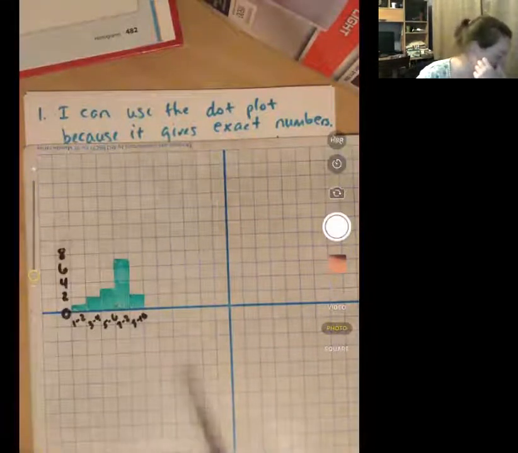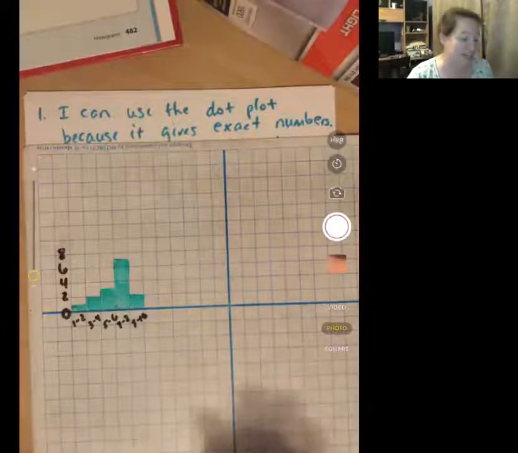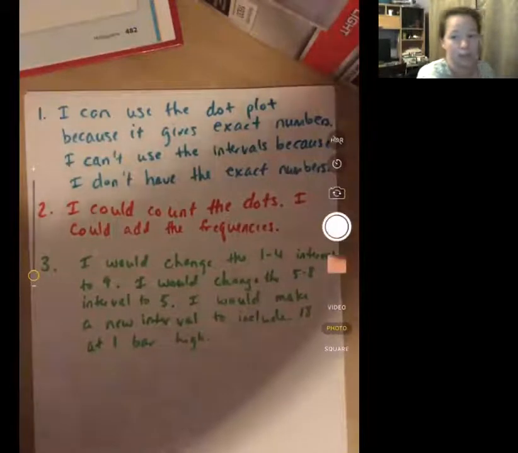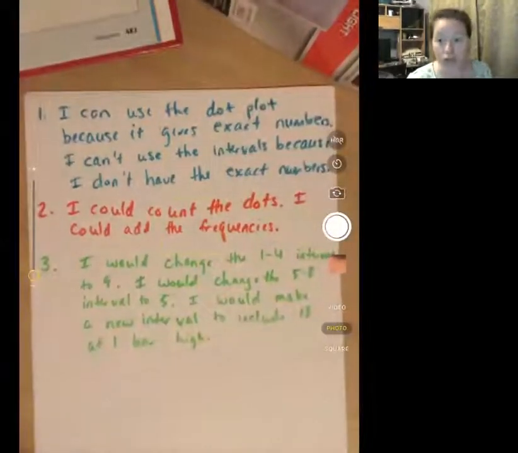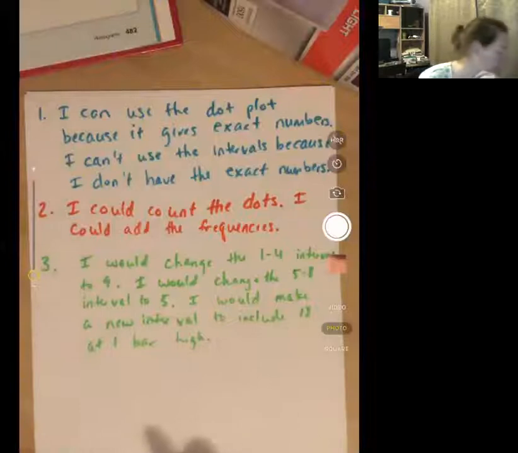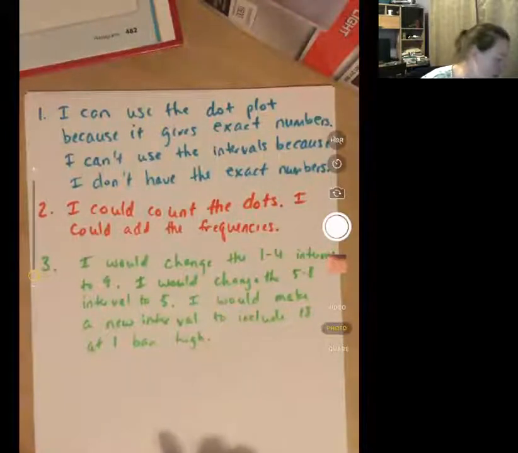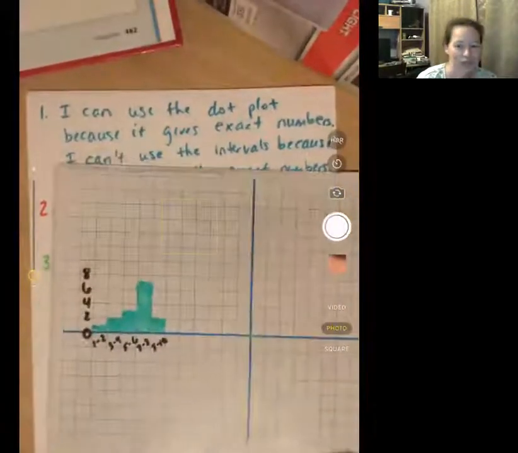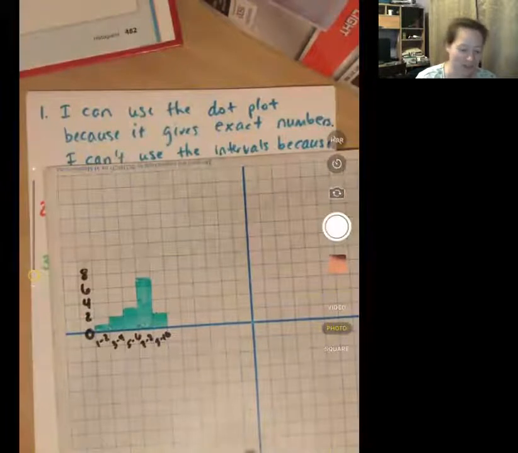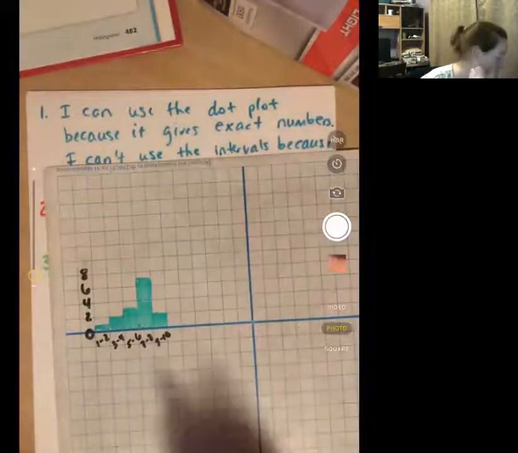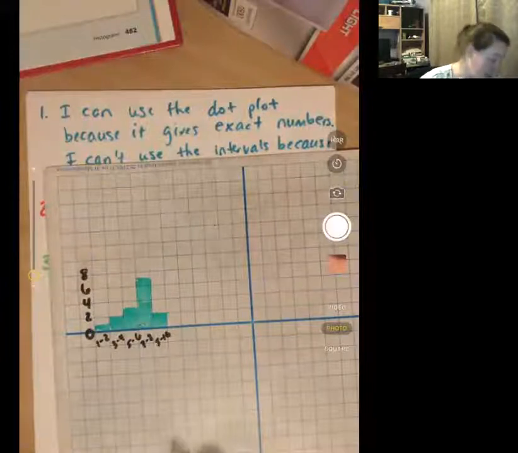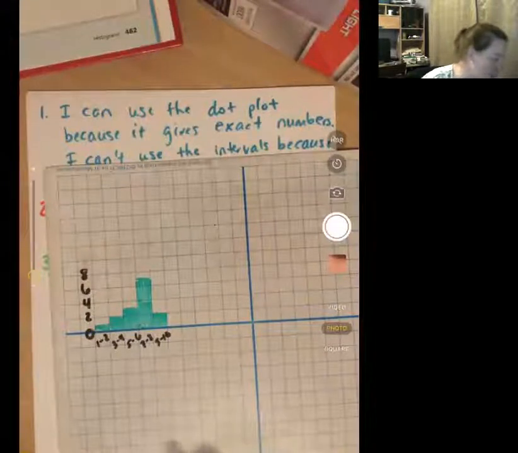All right, so jumping down to the bottom of 481, analyzing a histogram. See what we can do. I swear I have too much stuff on this desk. Okay, number 5, use your histogram from your turn in number 4. There we go. There's our histogram from number 4. Now, looking at this, what are some things that you could tell from the shape of the distribution?